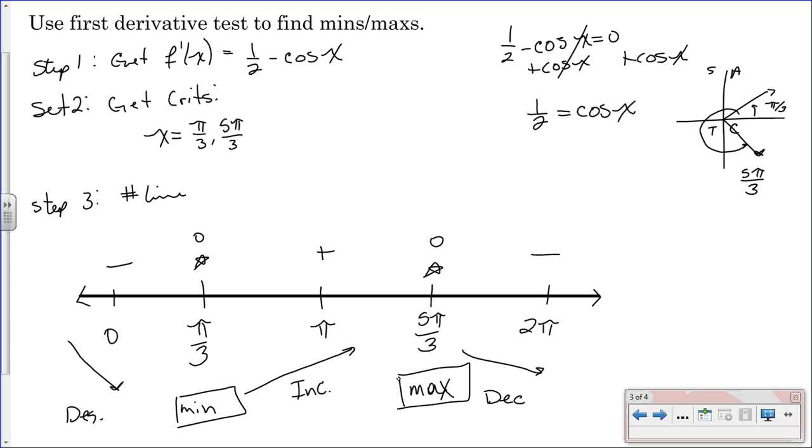Now I want you to try one. All right, well, let me say one more thing. So our interval where it's increasing, all right, it is increasing from pi over 3 to 5 pi over 3, and it is decreasing from negative infinity to pi over 3, and from 5 pi over 3 to positive infinity. All right, so there's our intervals, and then this is a min, and this is a max.